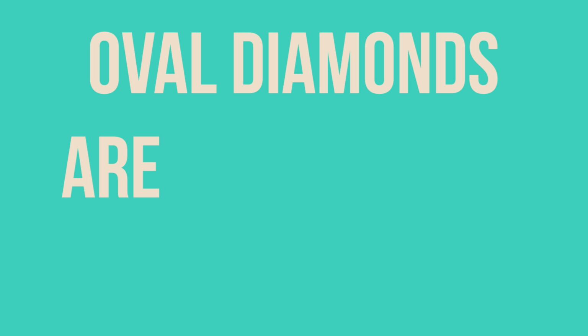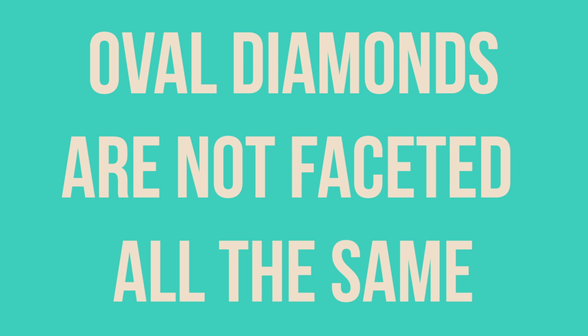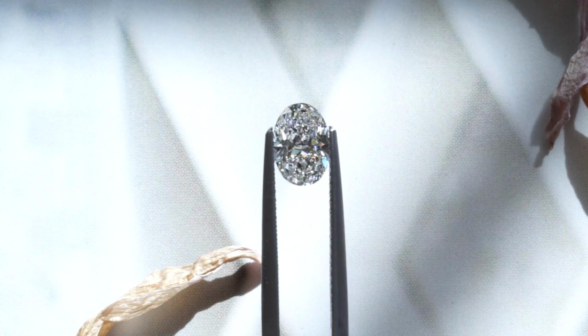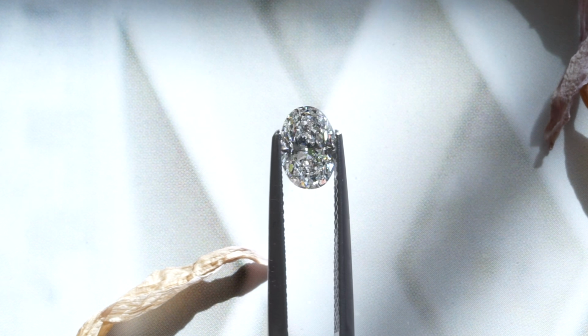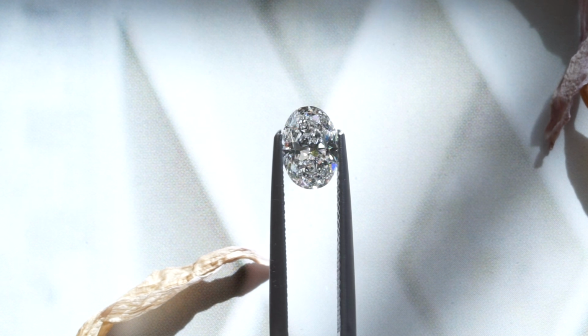So oval diamonds are not faceted all the same. Okay, so what that means is, round diamonds are the most standardized shape in the way that they're faceted. Basically, 95%, 99% of them are cut the same way. They have 57 facets. Ovals, however, are not standardized. And really, you might have one that has 25 facets, another has 56. There's no prescribed way that an oval diamond is cut.